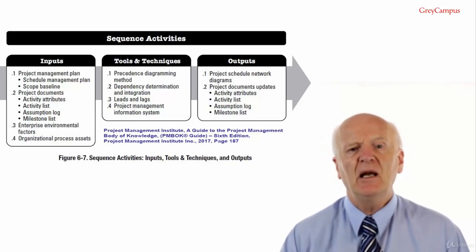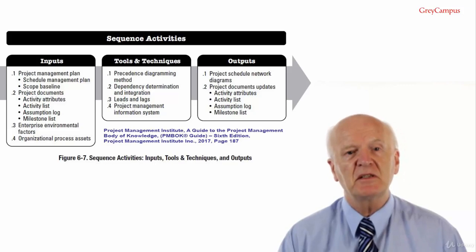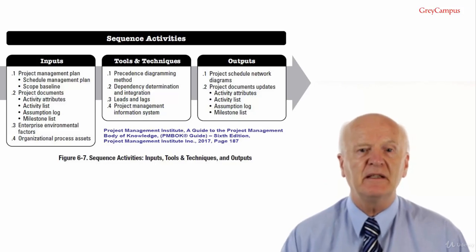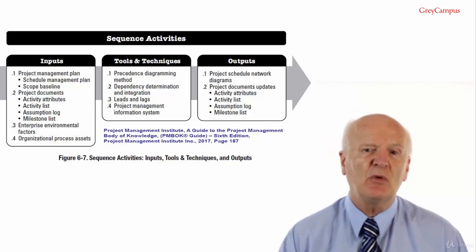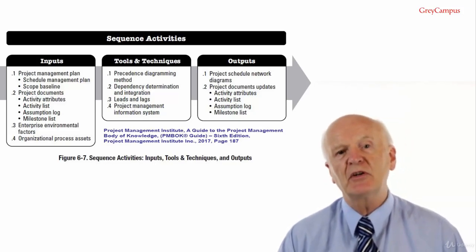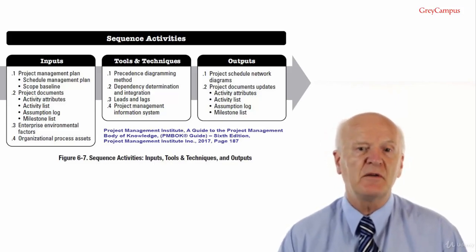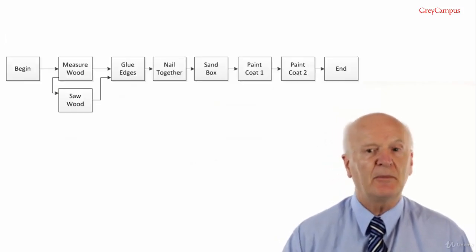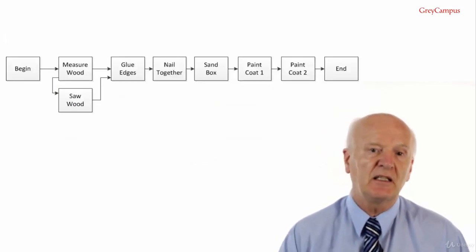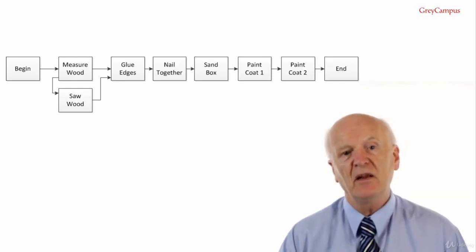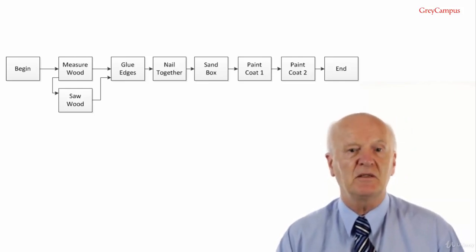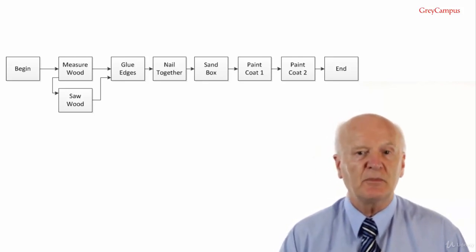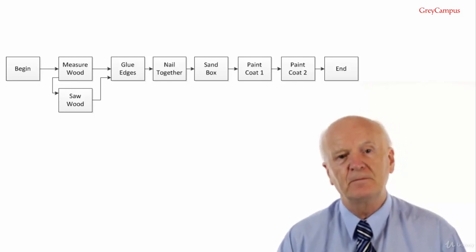Mandatory dependencies. Mandatory dependencies are those that are legally or contractually required or inherent in the nature of the work. In exam questions, you may also see them referred to as hard logic or hard dependencies. They often involve physical limitations. For example, on our box deliverable, you must sand the box before you paint it. There's no choice. Therefore, this is a mandatory dependency. The project team determines which dependencies are mandatory during the process of sequencing the activities.